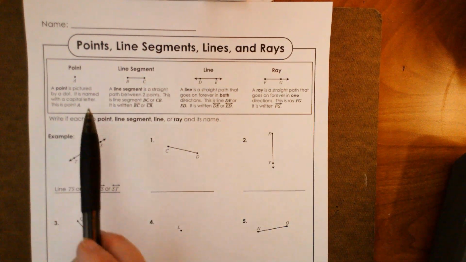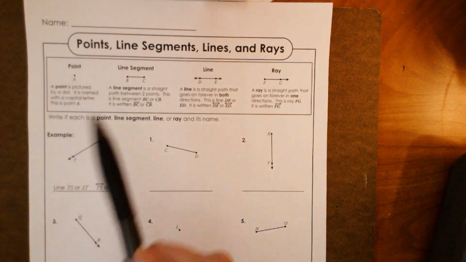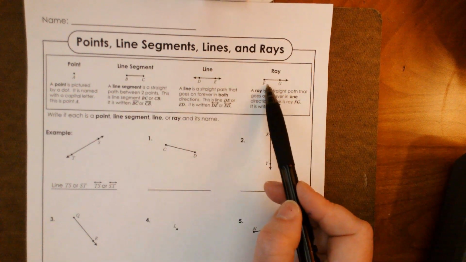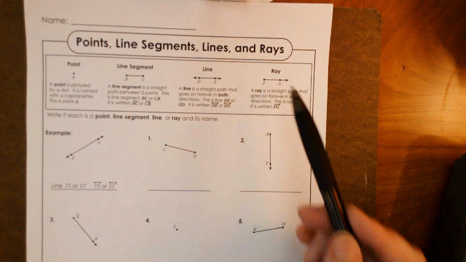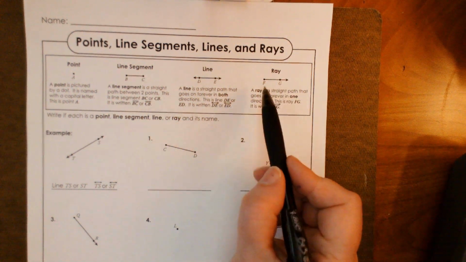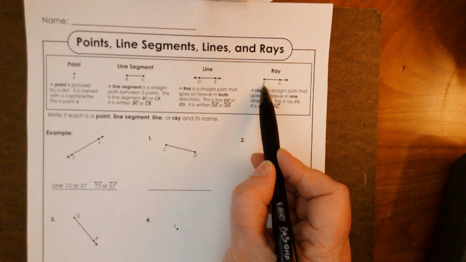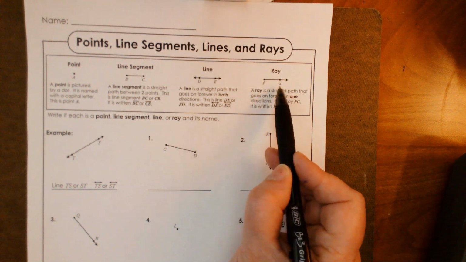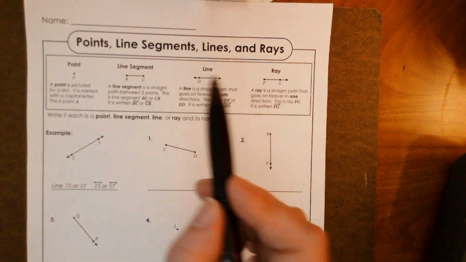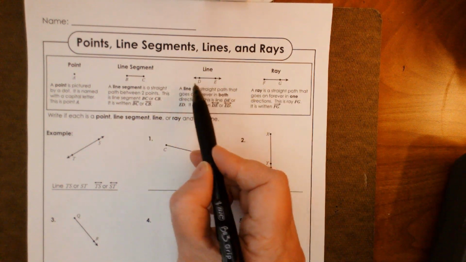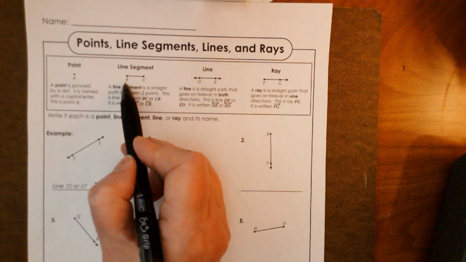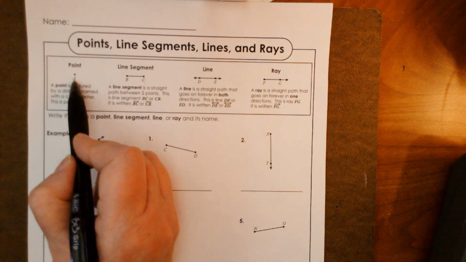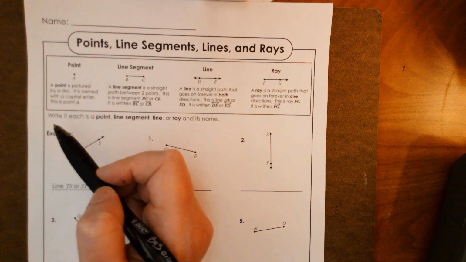Now I would like you to remember this is a point, this is a line segment, this is a line, and this is a ray. I just want you to remember when you do a ray, you have to start with the letter that's at the dot. So this would be FG ray. This would be DE or ED line. This would be BC or CB line segment. And this would just be B point, whatever you label it.